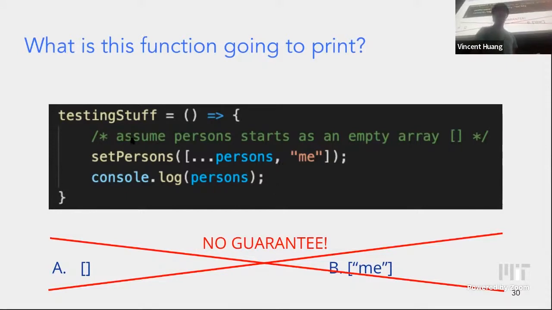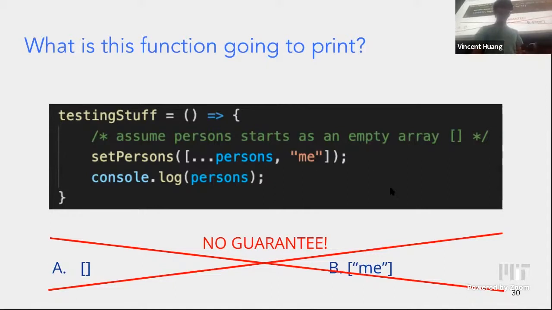sometimes set persons will finish updating persons before console.log prints persons, in which case you'll get B. And sometimes before set persons finishes, console.log will already have started, in which case you'll end up with A. In practice, most of the time if you try this, you'll end up with A because this takes some time. Also, React will generally take a bunch of set state updates and batch them together to improve performance so that you don't have to render as many times. Basically, we just don't know what's going to happen here.